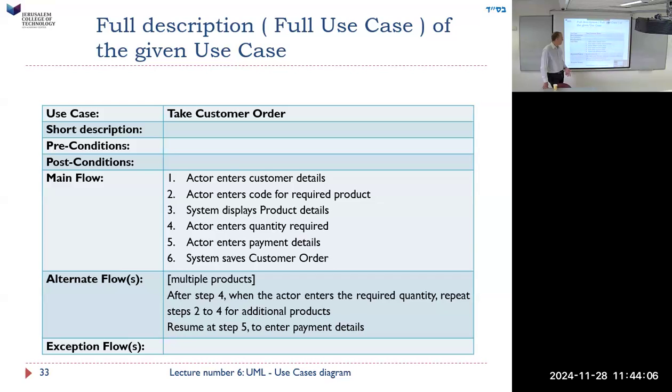What other things could happen? The credit card could not be approved. But those are the exception flows. What are alternate flows?